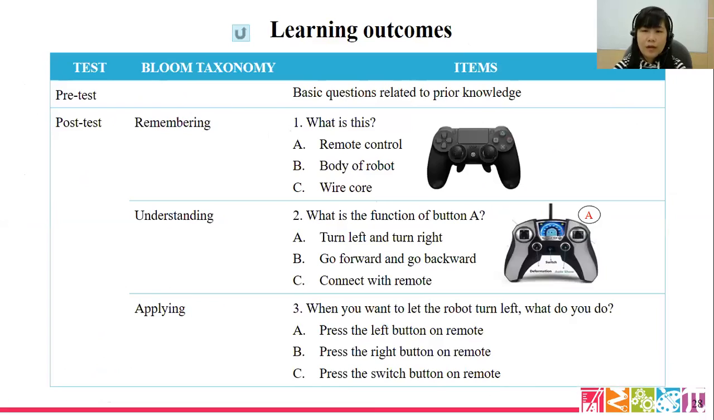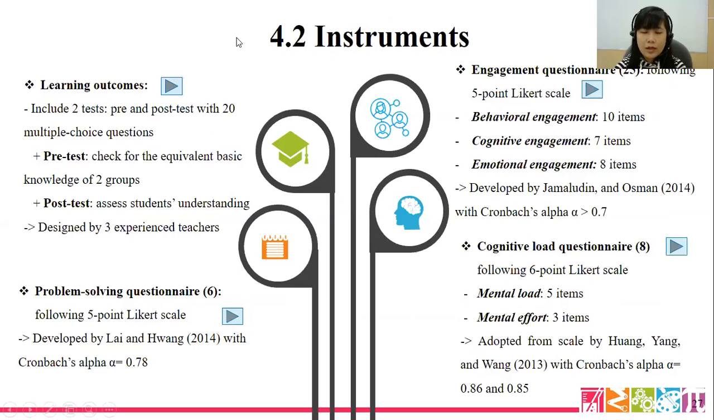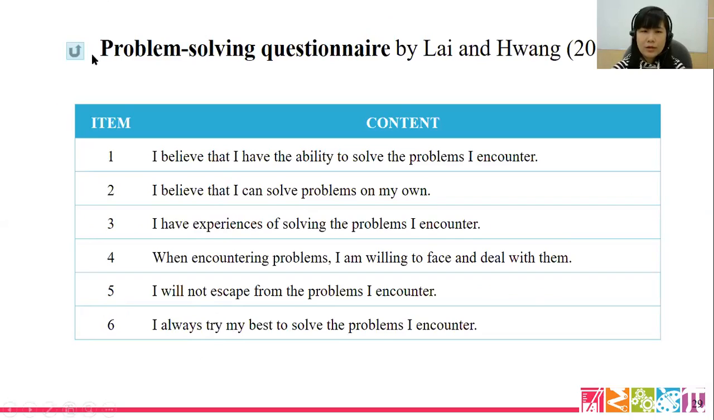You can see we will investigate the post-test related to Bloom's taxonomy: remembering, understanding, applying. For example, we will have some questions like what is this and what is the function of this part. The second one, the problem solving questionnaire, has 6 items and follows a 5-point Likert scale. This questionnaire was developed by Lai and Huang 2014 with high Cronbach's alpha. And this is an example of the problem solving questionnaire. For example, I believe that I have the ability to solve the problems I encounter, or I believe that I can solve problems on my own.